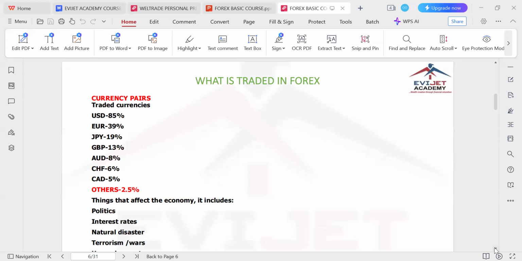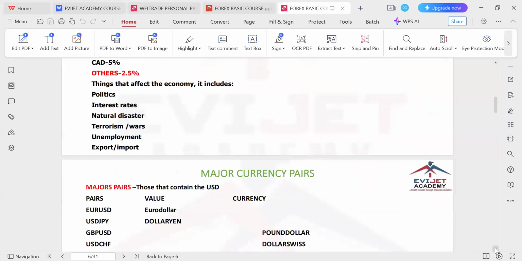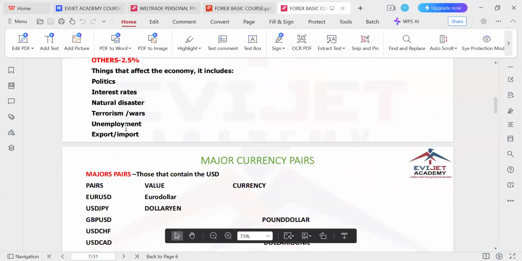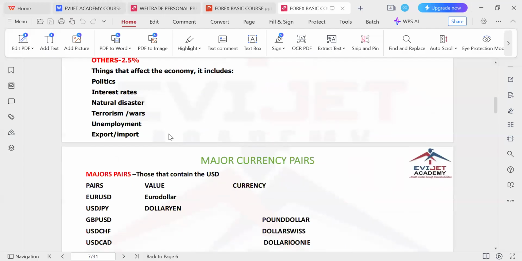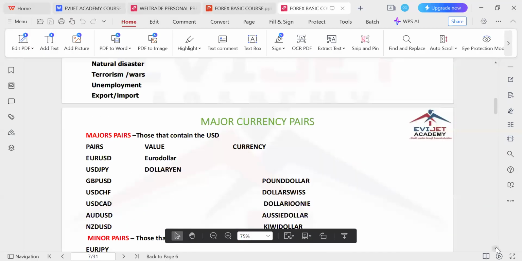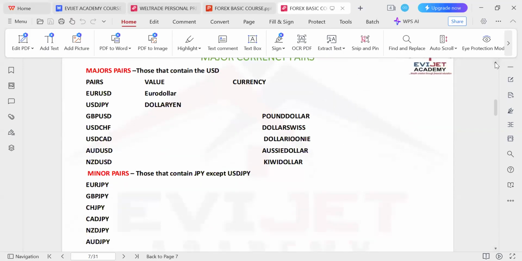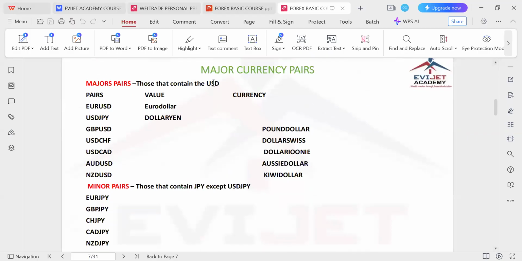So let's look at types of... okay, I didn't mention unemployment, export, and import. All of these affect the economy, either positively or negatively. And when it's positive, it's good for the currency. When it's negative, it's bad for the currency. Okay? So now let's look at major currency pairs.